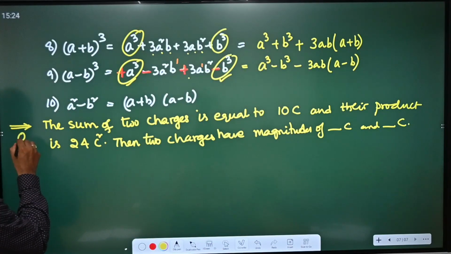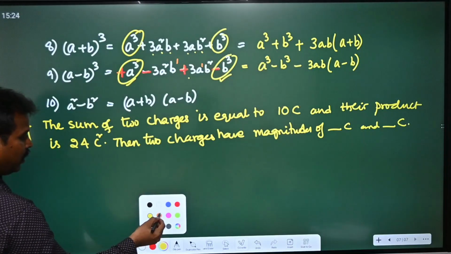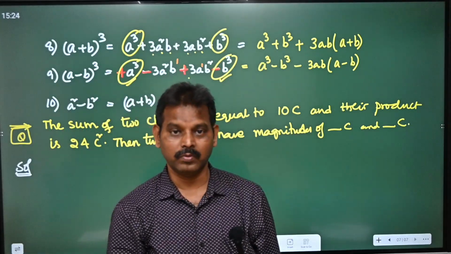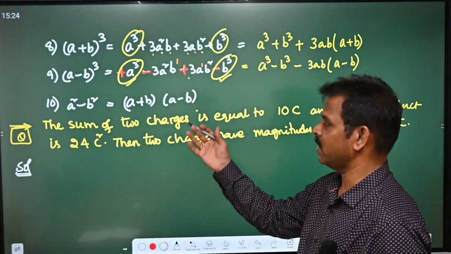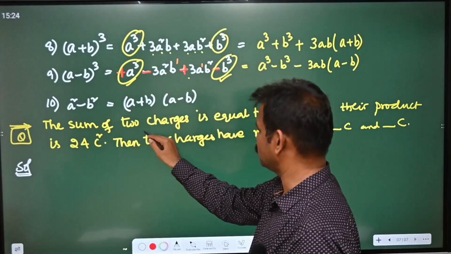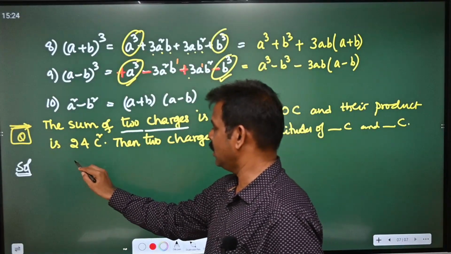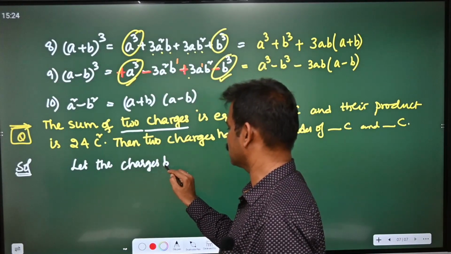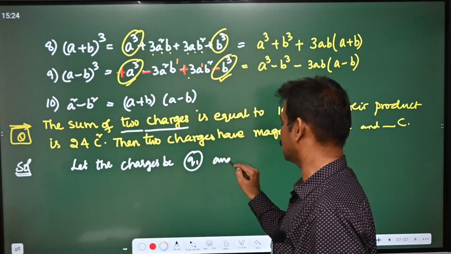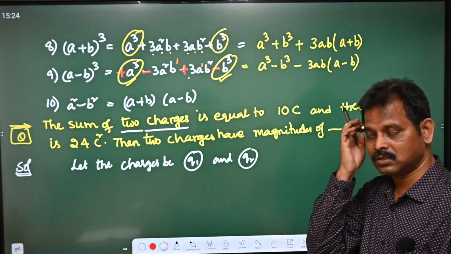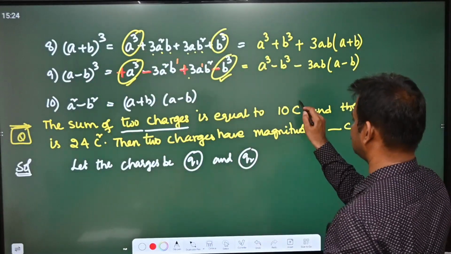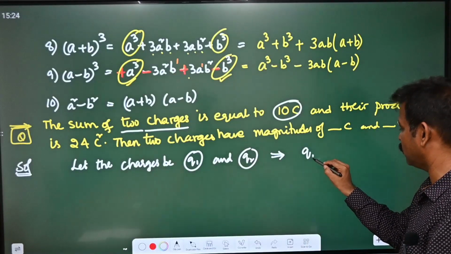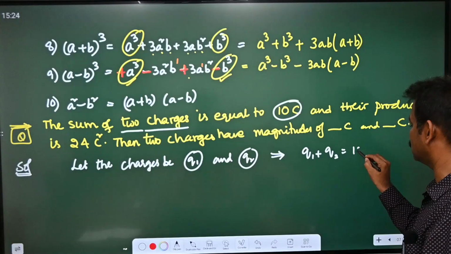We will learn this concept in second PUC. But as we are learning these concepts of binomial expansion before first PUC itself, we can solve this problem by taking the concept of sum of two charges. We don't know those two charges. Let the charges be Q1 and Q2. These are the two charges. Now, the sum of these two charges is 10 coulombs. So here they have given, I am going to write this as Q1 plus Q2 is equal to 10.